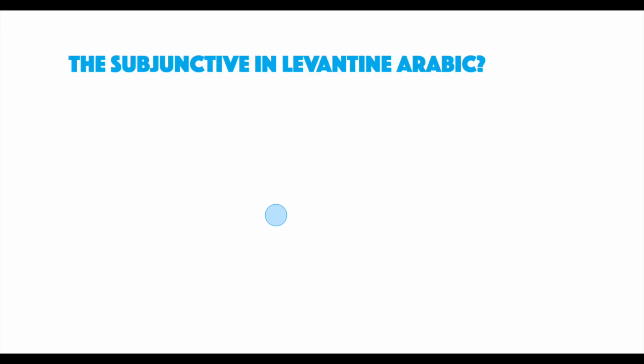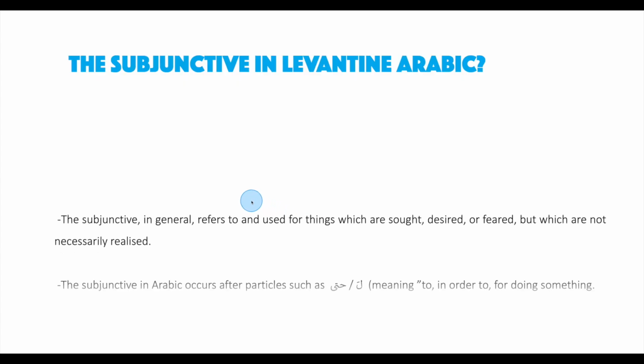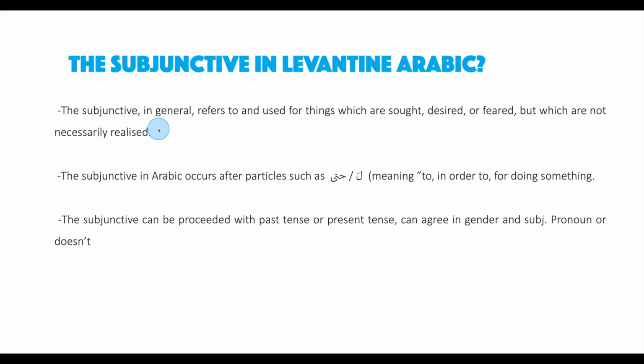Now let's have a look at the subjunctive and dive in a little bit more in greater detail. What is the subjunctive? The subjunctive in general is used to refer to things which are sought, desired, or feared, or wanted, but are not necessarily realized.